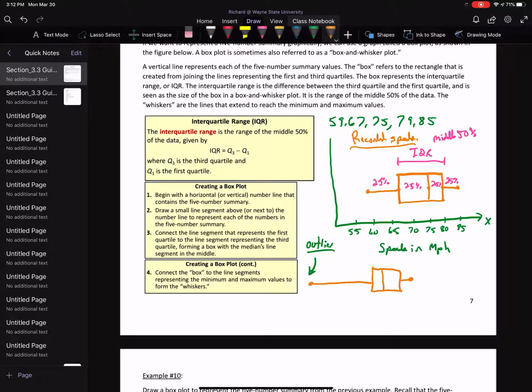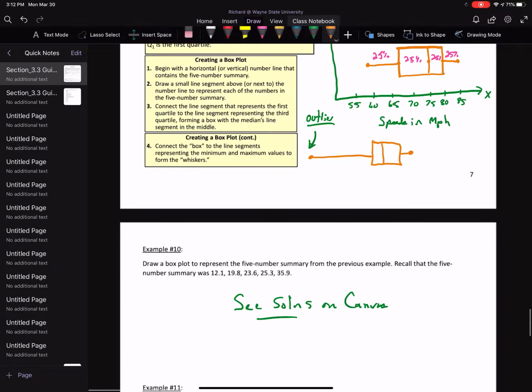So this is the general way in which we put a box plot together, and it always follows from the 5-number summary. Again, for example number 10, I invite you to give it a shot on your own. You have to be able to make a box and whisker plot, and I would encourage you to check your answer with what's posted on Canvas.